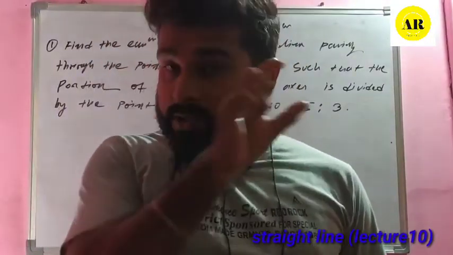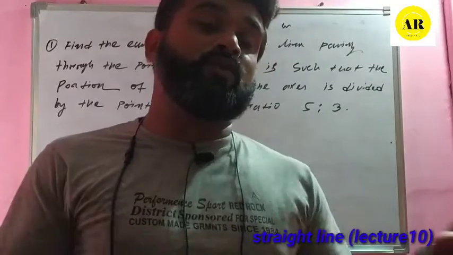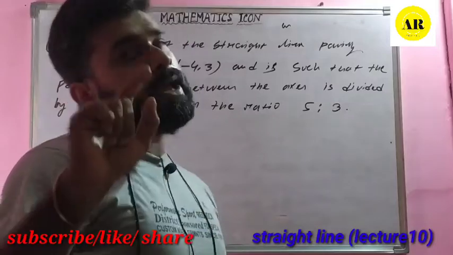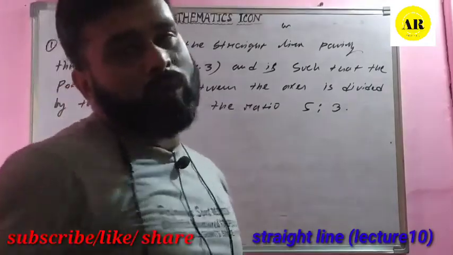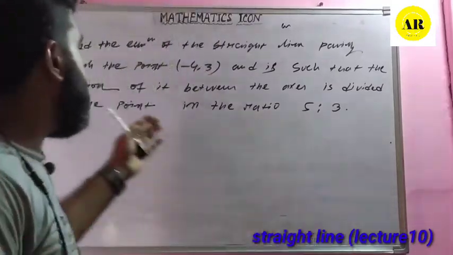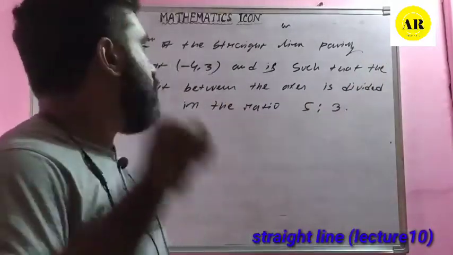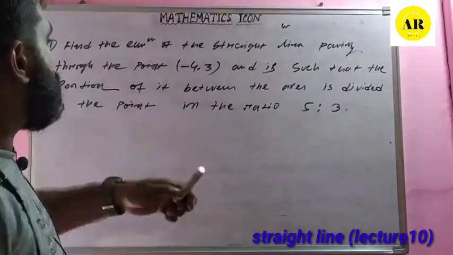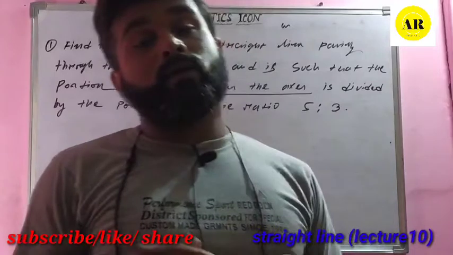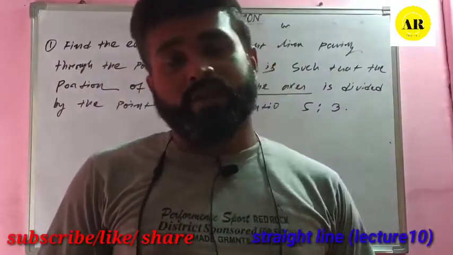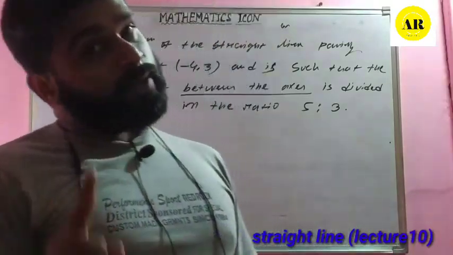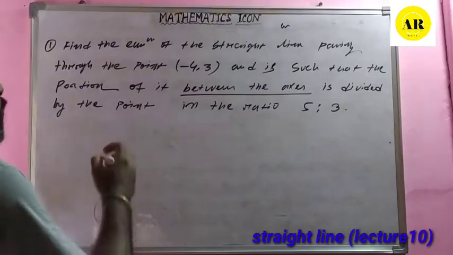That means a straight line is there, which is lying between the coordinate axes. As I told you, whenever this word intercepted and this word coordinate axes are used, which form should be used here? X by a, that means the intercept form of a straight line: x by a plus y by b equals 1. Because here the intercept between the axes is given, this is the form you have to use.